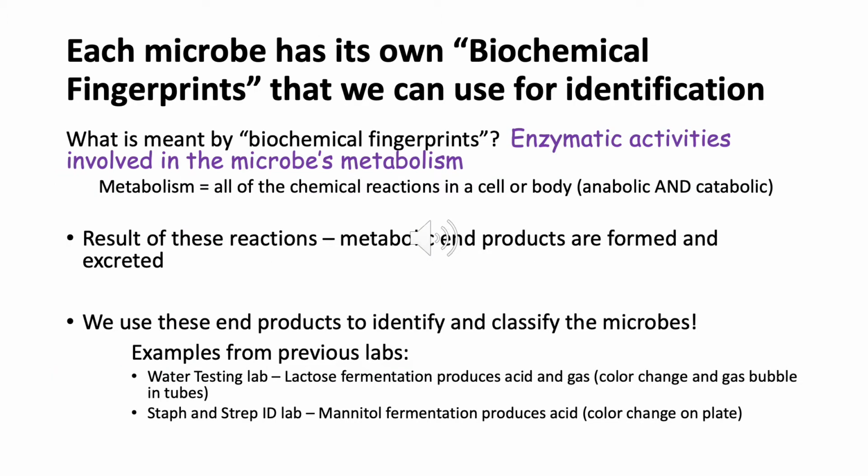Now, when we do these different tests to identify bacteria, they work because each microbe has its own biochemical fingerprints that we can use for identification. So what does that mean? That means there are enzymatic activities involved in the microbe's metabolism that we can use to identify them. So metabolism, remember, is all of the chemical reactions in a cell or in a body. That being anabolic reactions and catabolic reactions. Remember that anabolic reactions are building up molecules, and catabolic reactions are breaking down molecules.